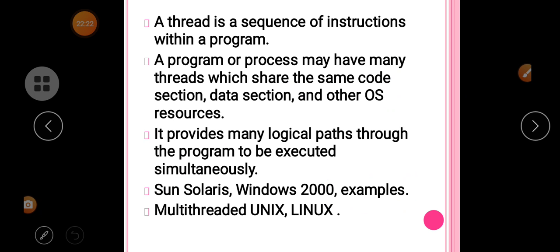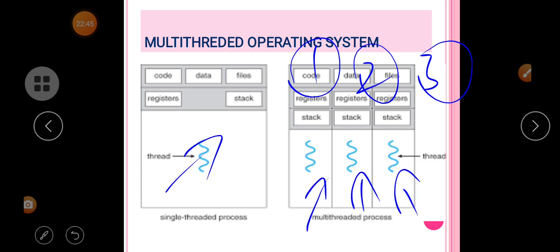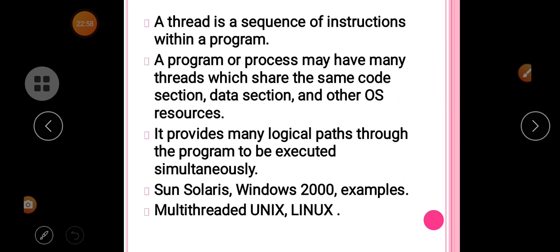So a thread is a sequence of instructions within a program. A thread is a lightweight process. A program or process may have many threads which share the same code section, data section and other OS resources. It also provides many logical paths through the program to be executed simultaneously. The code, registers and stacks are shared for one thread, and divided into 3 segments when it comes to 3 threads. So this is how multi-threaded programming will be executed simultaneously.